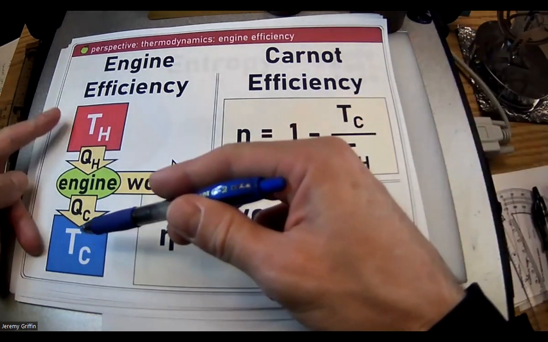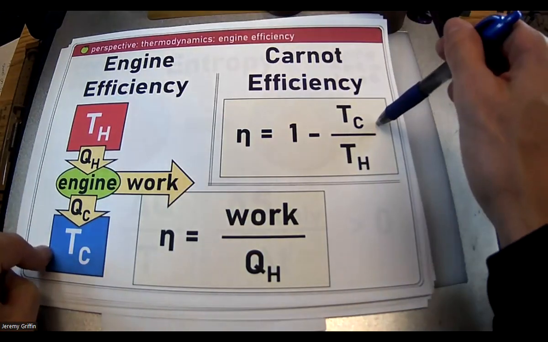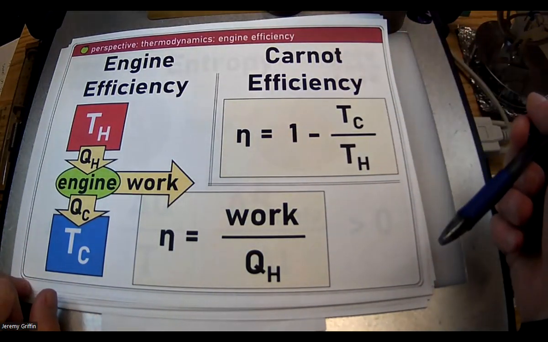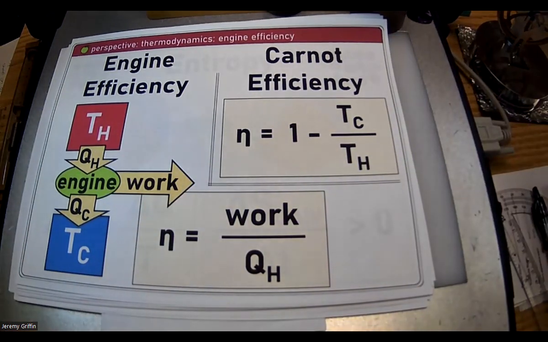The other extreme is you could have your cold sink as like 0 Kelvin and your hot sink is like hot, right? So that would make this ratio approach 0. 1 minus 0 is 1. That's like 100% efficiency. So if your cold sink is 0 Kelvin, then at that point you can have an engine that approaches 100% efficiency.